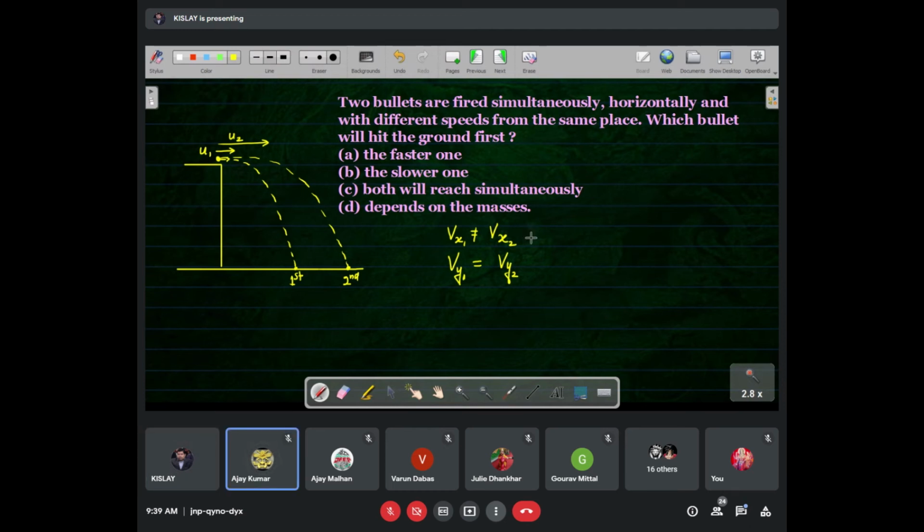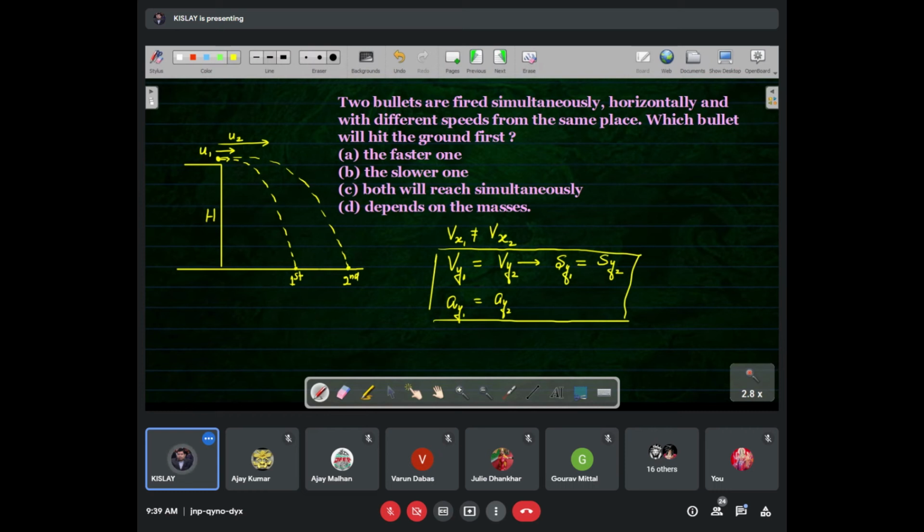Yes, sir. Good. So both have the same distance. Sy for first object and Sy for second object are also equal. Means both have to cover this height in vertical direction. दोनों को इतने height पे ही गिरना है. Both have the same acceleration also. Means all these quantities are the same in vertical direction. So time of fall will be the same for both.